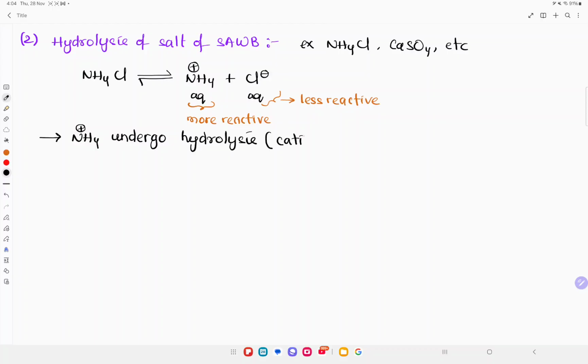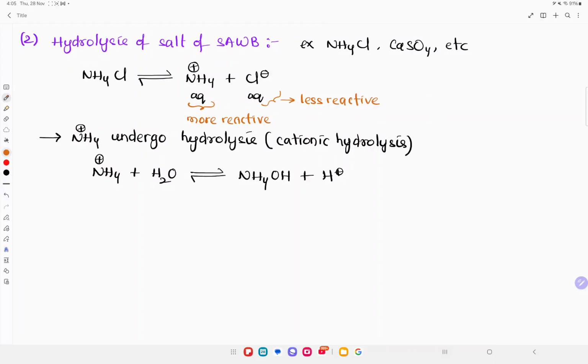This can be called cationic hydrolysis. So salts of strong acid and weak base undergo cationic hydrolysis. So cationic hydrolysis is, when ammonium is treated with water, what does it give? The ammonium ion takes the OH minus ions of water and is converted to ammonium hydroxide, and from water, H plus ions remain.